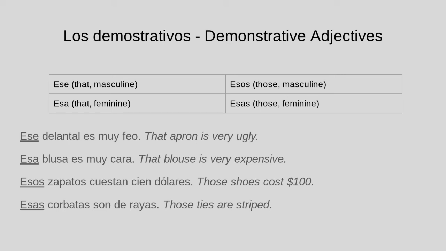Ese delantal es muy feo. That apron is very ugly. Esa blusa es muy cara. That blouse is very expensive. Esos zapatos cuestan $100. Those shoes cost $100. Esas corbatas son de rayas. Those ties are striped. Again, these demonstrative adjectives go in front of the noun that they're describing, and they must agree with gender and number.